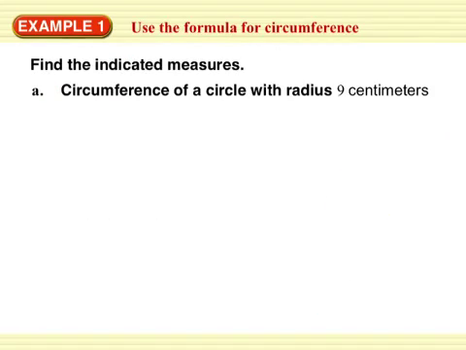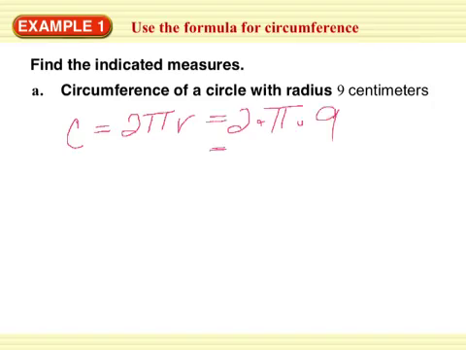First example, find the indicated measures. If I have a circumference of a circle with a radius of 9 centimeters, I would use circumference equals 2 pi r. So 2 times pi times 9. And I usually use that button on my calculator. I don't round it. I keep everything as exact as possible. So in the graphing calculators, you have to find it. If you're having trouble, let me know tomorrow. But I got 56.5 centimeters.